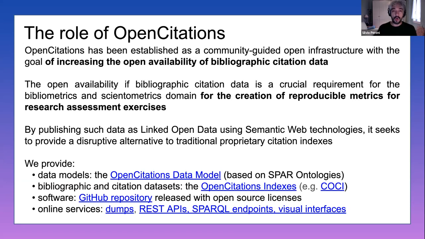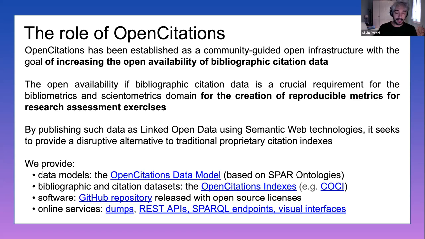And this is what we are trying to do. We are trying to push forward in that area. OpenCitations is a community-guided open infrastructure dealing with making available open bibliographic citation data in order to be used in research assessment exercises, among other things, in order to make these exercises and the metrics that are used reproducible.